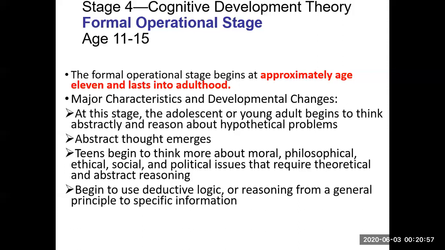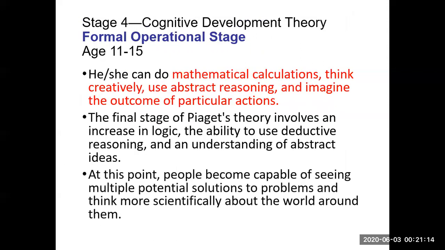That means till now there is lots of information, but there is no conclusion. But in this stage, the adult, young adult, or adolescent can give a conclusion about their thought. And in that stage, she can do mathematical calculation, think creatively, use abstract reasoning, and imagine the outcome of particular actions. And this is the final stage of Piaget's theory, which increases the logic and ability to use different kinds of reasoning. And at the end of this, people become capable of seeing multiple options.